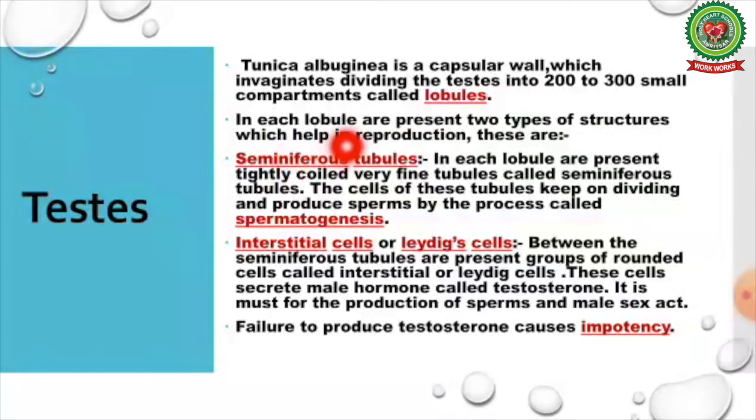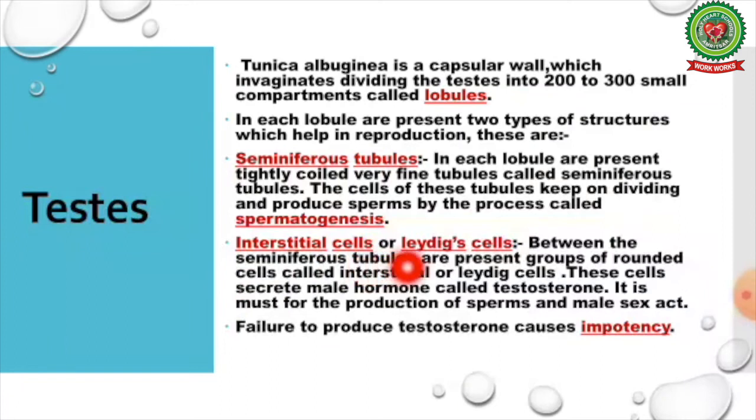In each lobule are present two types of structures which help in reproduction. These are first one, seminiferous tubules, and second, interstitial cells or Leydig cells. Seminiferous tubules: in each lobule are present tightly coiled very fine tubules called seminiferous tubules. The cells of these tubules keep on dividing and produce sperms by the process called spermatogenesis.